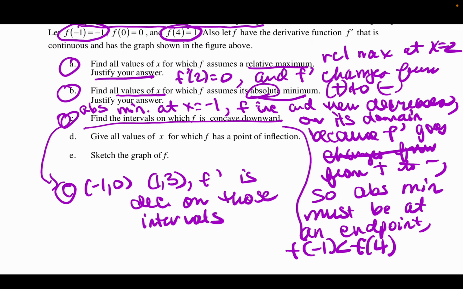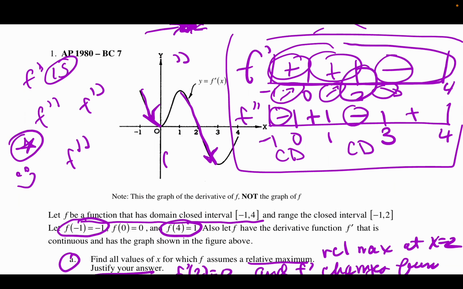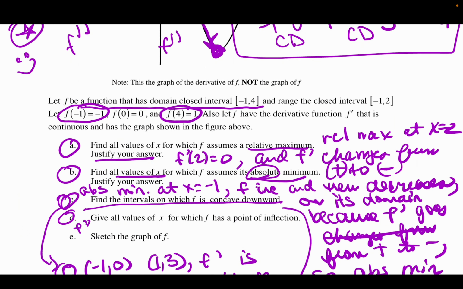All right, give all x values where it has a point of inflection. Well, first of all, you want to establish where your second derivative is 0. So how would I know where my second derivative is 0? This is my first derivative right here. And so I would look and see where its derivative would be 0, which would be here, here, and here. So first of all, I'm going to establish that. F double prime of 0 equals 0.